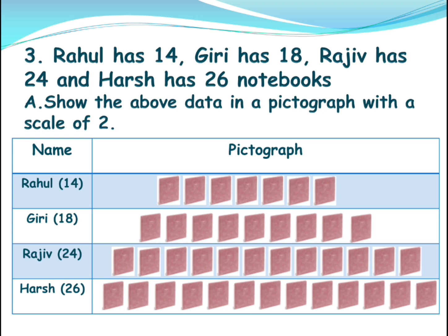Okay children, so write this in your classwork. If they ask you questions from this pictograph, like who has more books, if you see in the pictograph Harsh has 13, that means he has 26, so you will write Harsh. Who has fewer books? Rahul, 14, that means we have drawn only 7, which is less, so Rahul. Or how many books does Giri have? 18. In that way, questions will be there where you can look at the pictograph and answer.